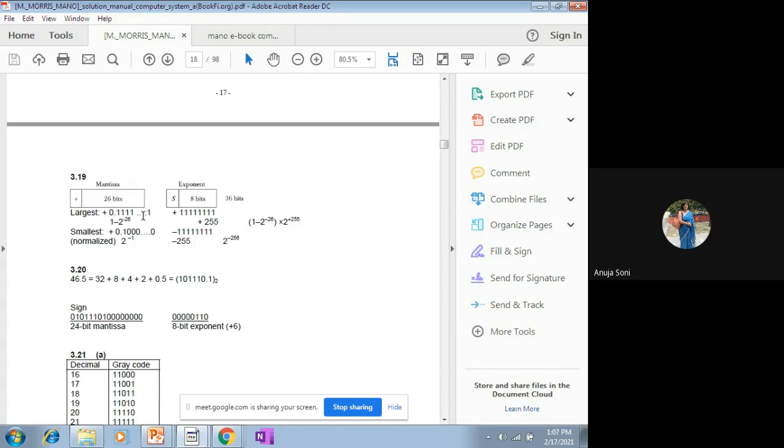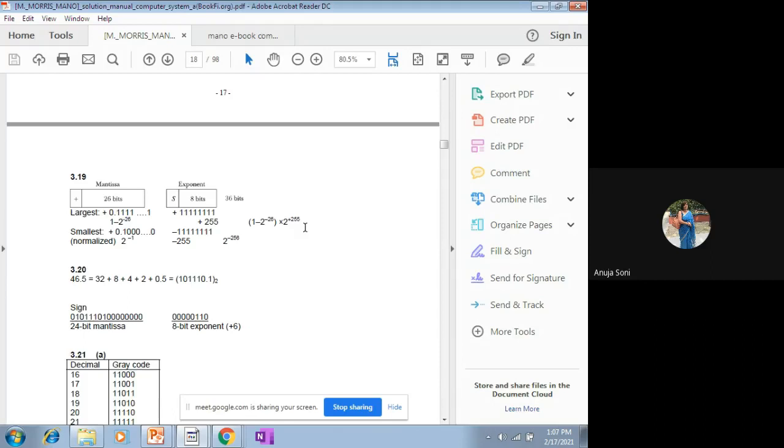And then in the exponent, it will be largest when all of them are 1. All are ones means in decimal it will be plus 255. So ultimately this will be the largest value when converted into decimal: this decimal multiplied by 2 raised to power 255.